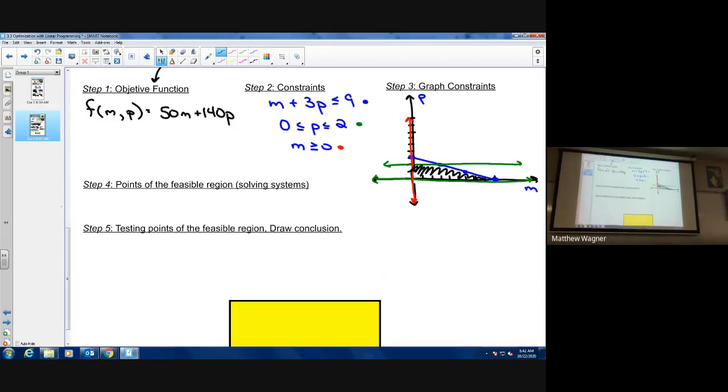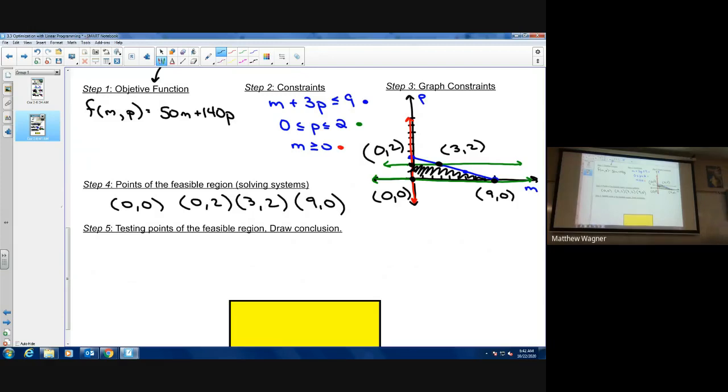Again, if it's not entirely clear where your vertices are, you can solve the system. Otherwise, hopefully your graphs are pretty consistent. So we have 9, 0. Looks like we have 3, 2. We have 0, 2. And we have the final vertex at 0, 0. So those are the points of my feasible region: 0, 0, 0, 2, 3, 2, and 9, 0. Okay. Now we need to test them.